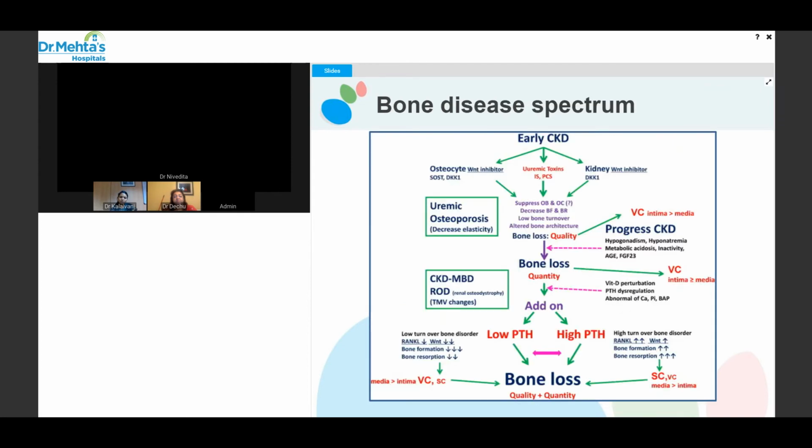The bone disease spectrum in early CKD is mainly that the osteocyte is the culprit here, producing Wnt inhibitors, which result in a qualitative bone loss. And as it progresses, there are several factors along with the progression of CKD that add on, including the biochemical parameters and the treatment parameters, which result either in a low PTH or a high PTH state, resulting in a low bone turnover or a high bone turnover disease, and a qualitative and quantitative loss of bone. And simultaneously, there is increasing vascular calcification that is noticed at both ends of the spectrum.